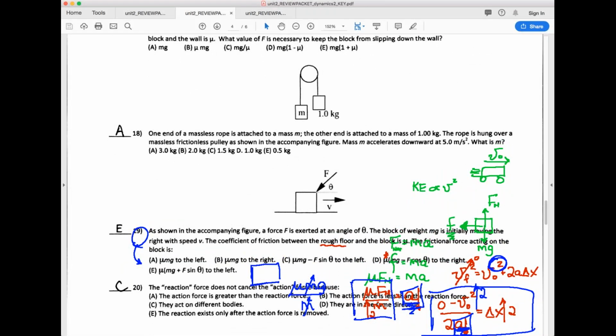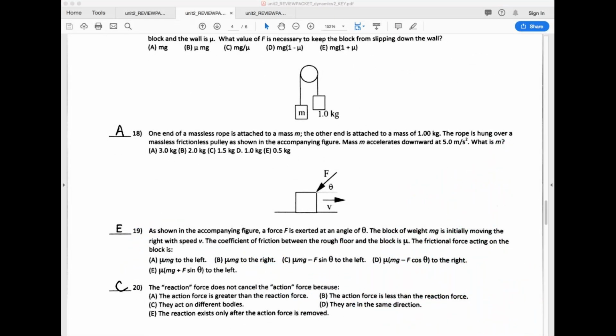Here's question 18 on review packet number 2. It's an Atwood's machine problem. And I've said this a bunch of times in class: it's definitely something you should plan on seeing.